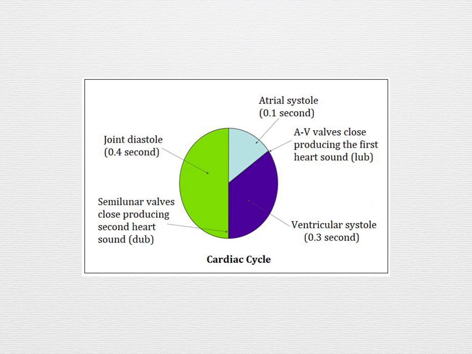Here is a diagram to represent the cardiac cycle as a function of time. Here you can note that the duration of the cardiac cycle is 0.8 seconds. The atrial systole occurs for a duration of 0.1 second. The second step would be the ventricular systole, which occurs for a duration of 0.3 seconds, in which the AV valves close, producing the first heart sound, also known as lub. The next thing would be the ventricular diastole, which occurs for a period of 0.4 seconds, during which the semilunar valves close, producing the second heart sound known as dub.